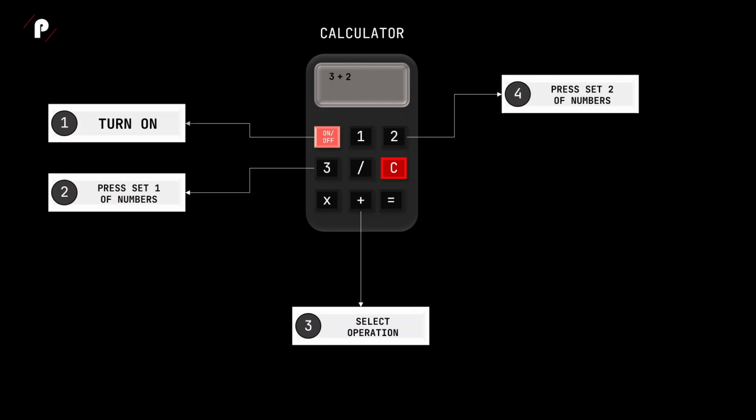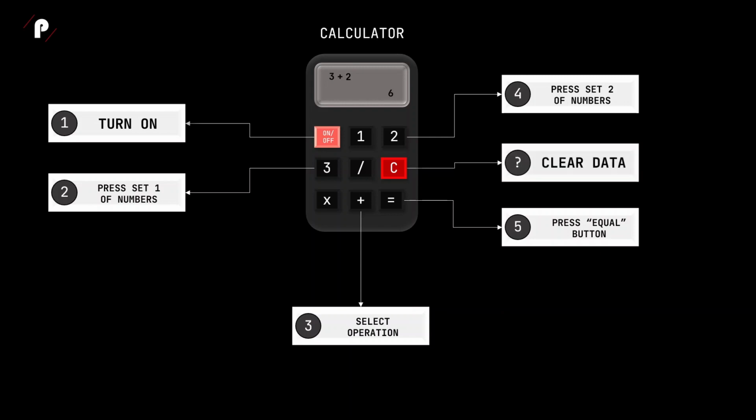between numbers. In step number 5, we press the equal button to execute the operation. The calculator will show us the result. The step clear data is not ordered because it is an optional user's decision, so it can be executed after or before any other step.